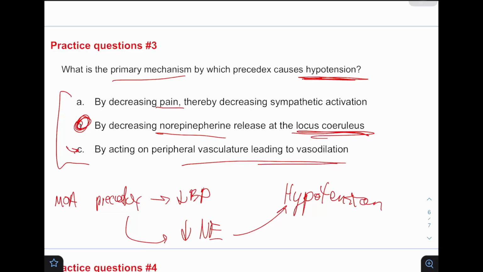It does not lead to vasodilation. Acting on peripheral vasculature by Precedex actually leads to hypertension. So remember that. Hypotension is the locus coeruleus. Hypertension is done at the peripheral vasculature.